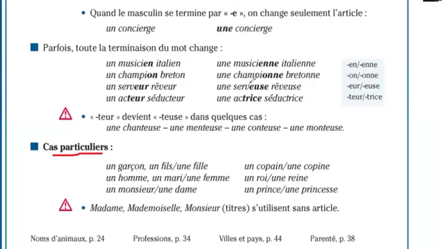Now, what are these cas particulier? Take for example, un garçon, une fille. You have un homme, a man, un mari, a husband, une femme, a woman or a wife. You have un monsieur, une dame. You have un copain, une copine. You have un roi, une reine. You have un prince, une princesse. Therefore, madame, mademoiselle, monsieur, titles, we use them without articles. So that aside.